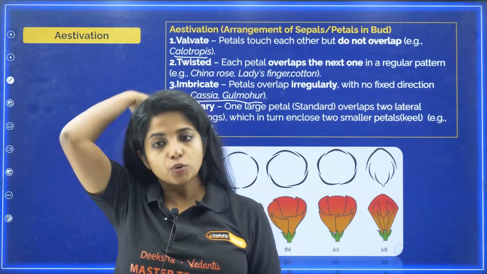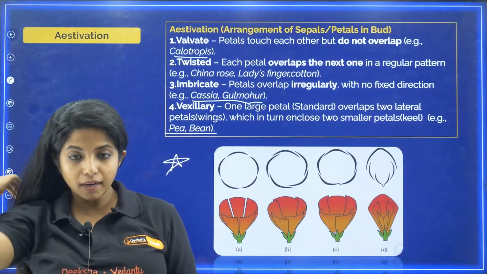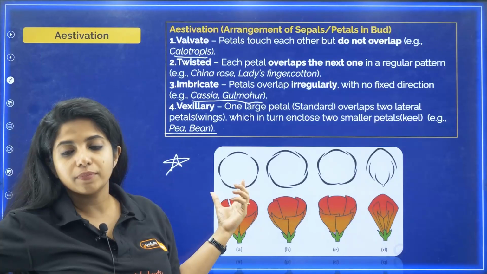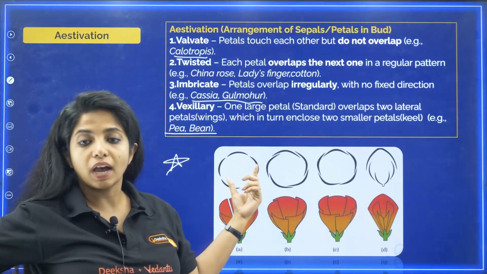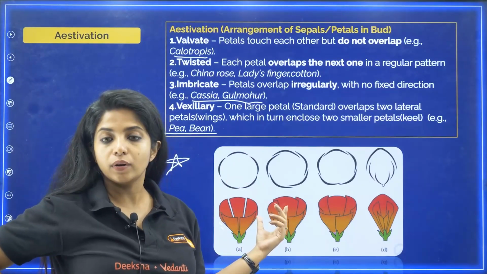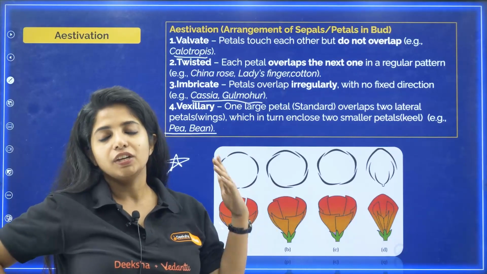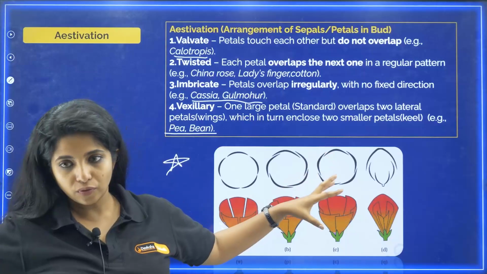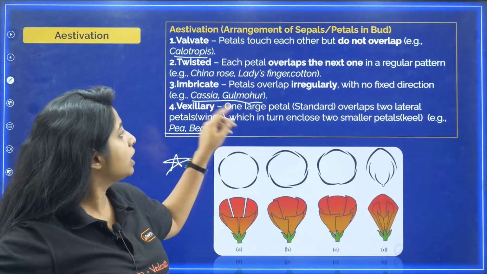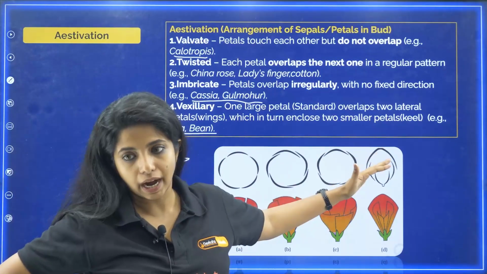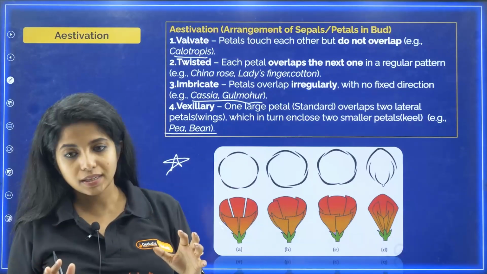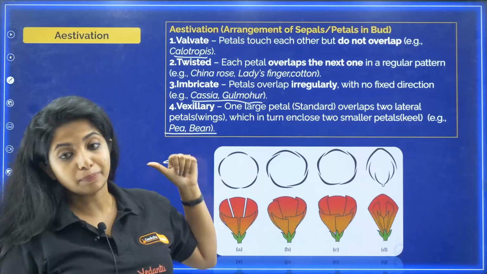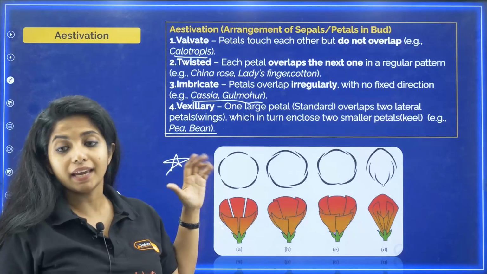So estivation is the arrangement of sepals and petals in the bud. You have valvate, where they touch each other but do not overlap. This is found in Calotropis. Then we have twisted, where they overlap but only in one particular direction and regular pattern. You can find it in China rose, lady's finger and also cotton. Imbricate is totally irregular, with no fixed direction, in cassia and gulmohar. Vexillary has one large petal, the standard, covering two lateral petals, the wings, which in turn cover another two, the keel, and you find it in pea and bean, my dear children.